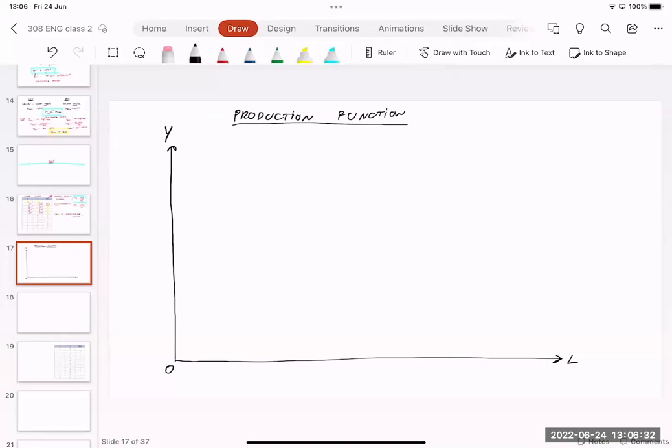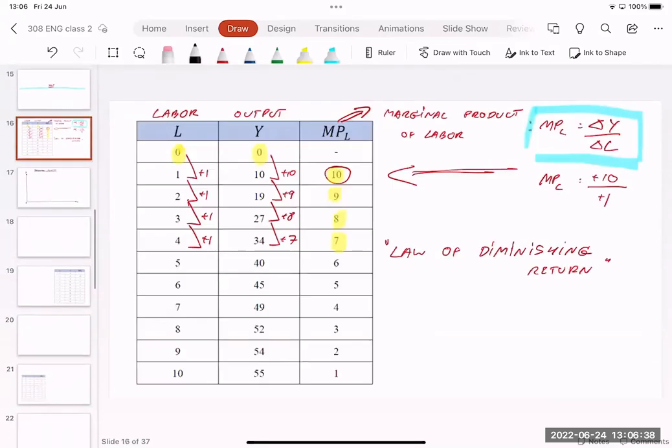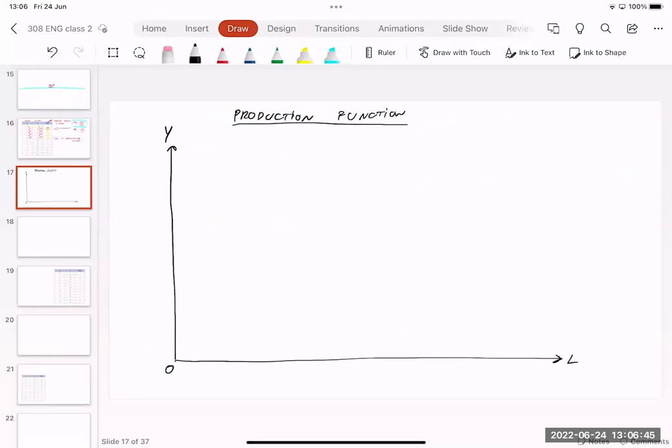As you can see, by plotting the numbers between L and Y, the more labor you have, the more product you can produce. The curve is going to go up like this. This is a production function, which comes from Y equals a function of K and L. But in this case, we're going to fix the number of K. We're just focusing on the relationship between Y and L.